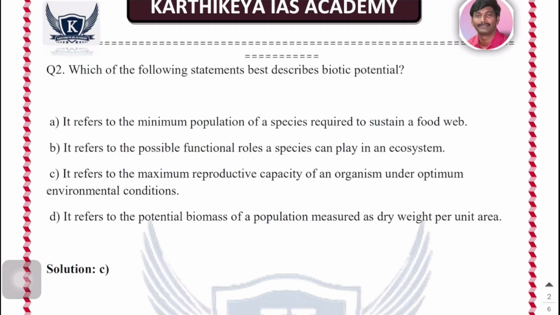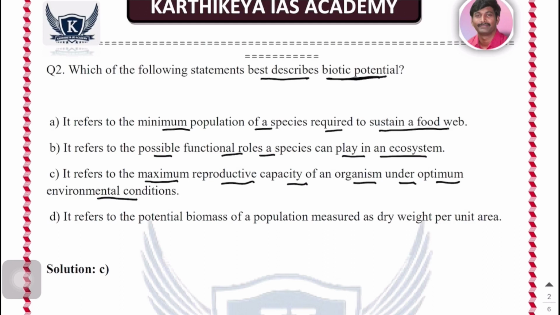Which of the following statements best describes biotic potential? A. It refers to the minimum population of a species required to sustain a food web. B. It refers to possible functional roles a species can play in an ecosystem. C. It refers to the maximum reproductive capacity of an organism under optimum environmental conditions. And D. It refers to the potential biomass of a population measured as dry weight per unit area.